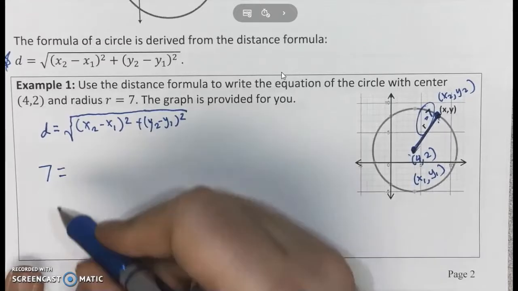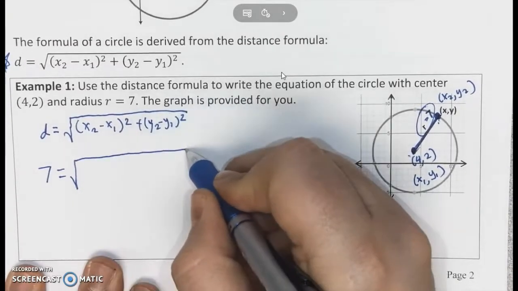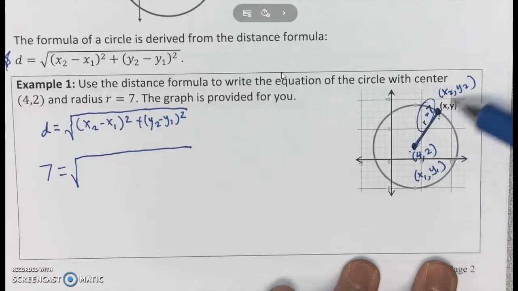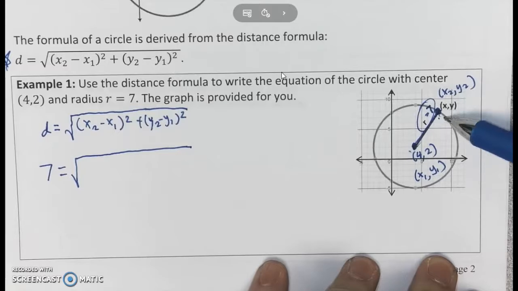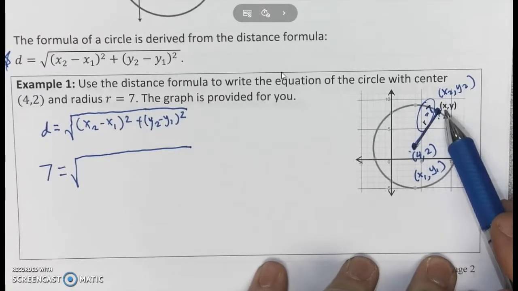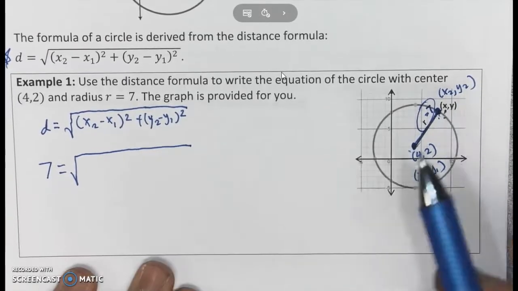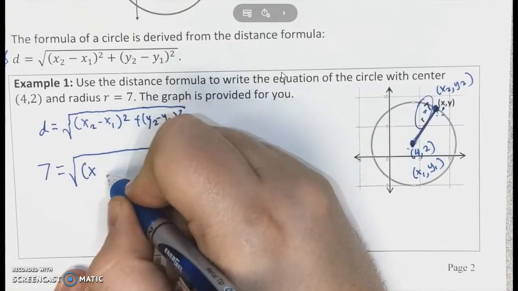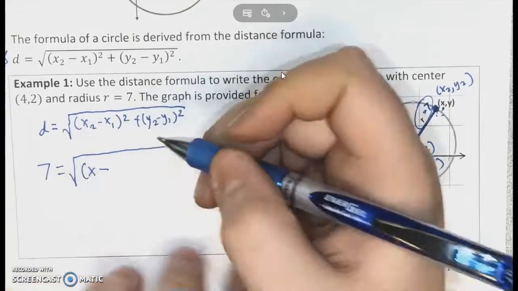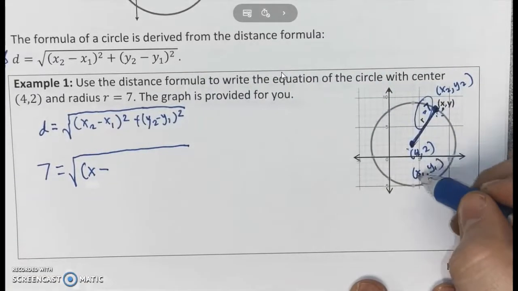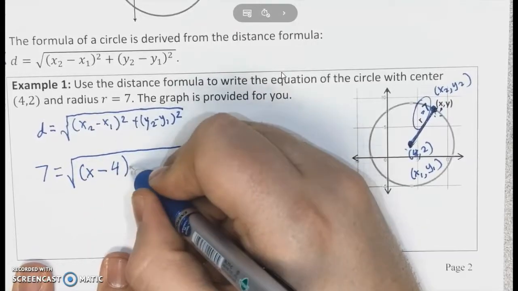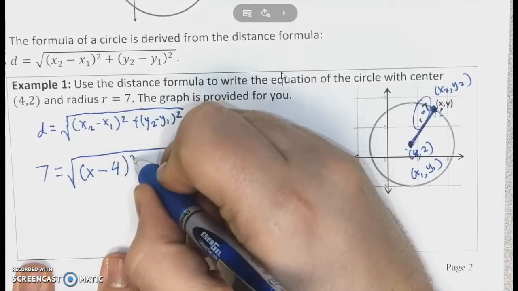So 7 equals, underneath the square root bar, we have x2 minus x1. Well, if we refer back to our drawing of the circle here, the point x2 corresponds with the point x. So instead of writing x2, we're going to write x. Then bringing down the minus sign, minus, the point x1 corresponds to 4. And that's going to be x minus 4 quantity squared.